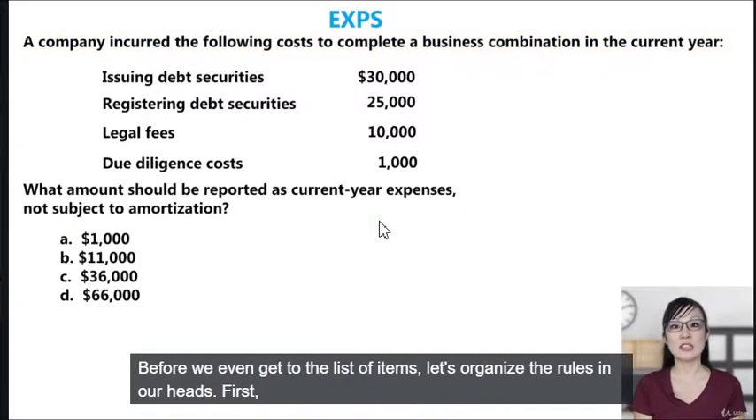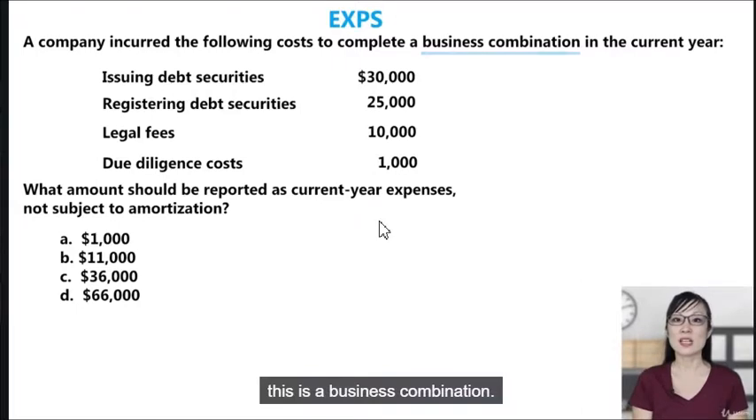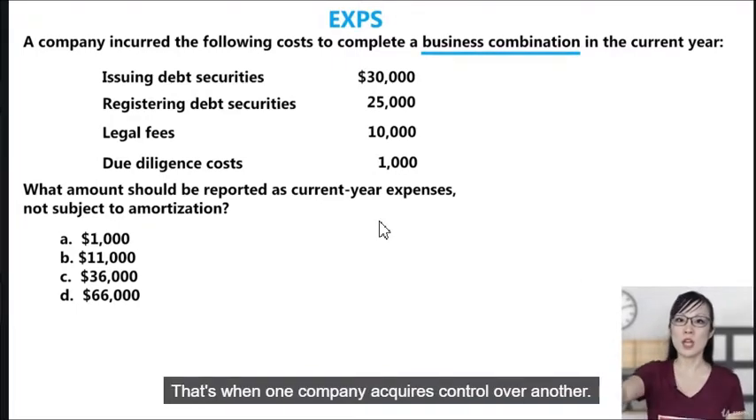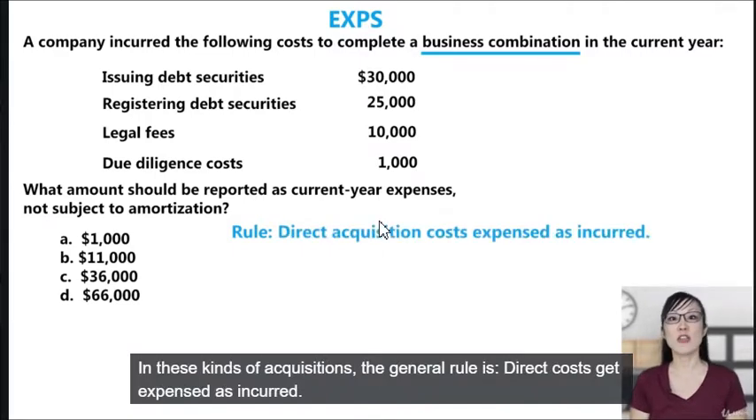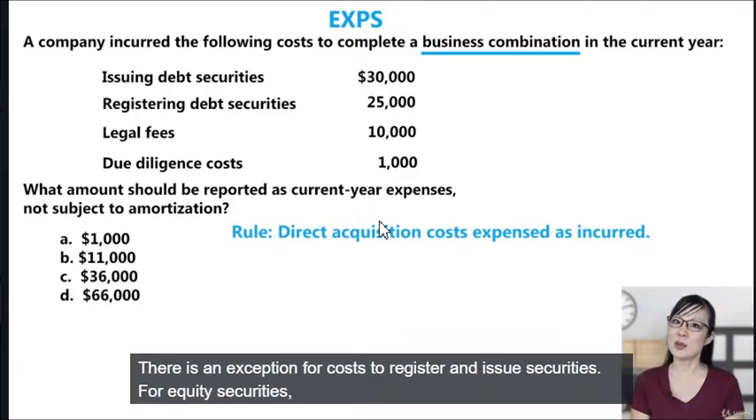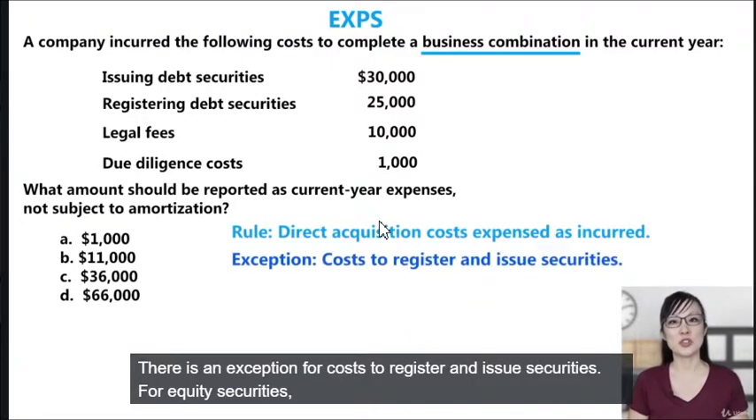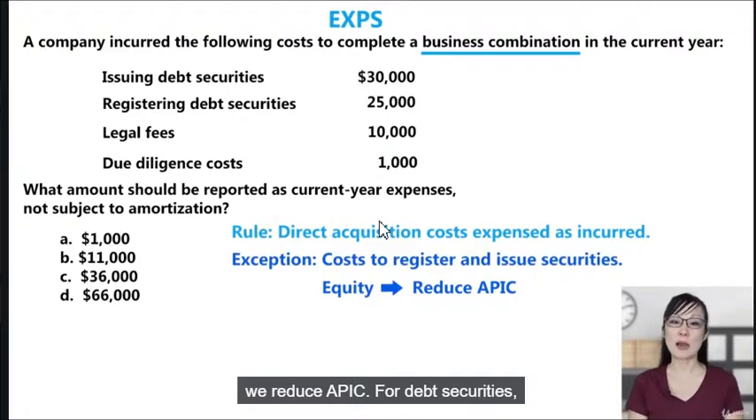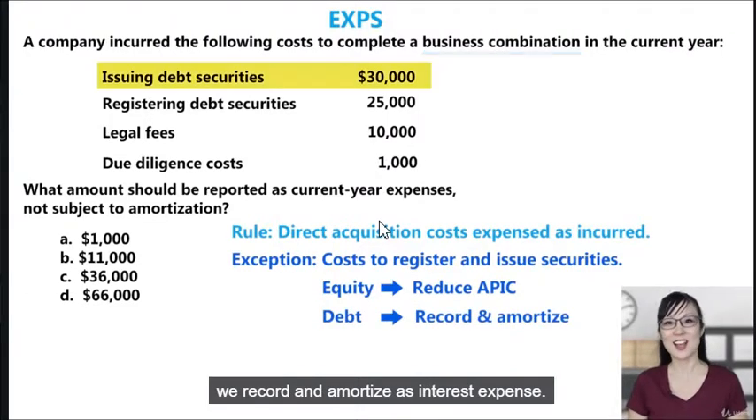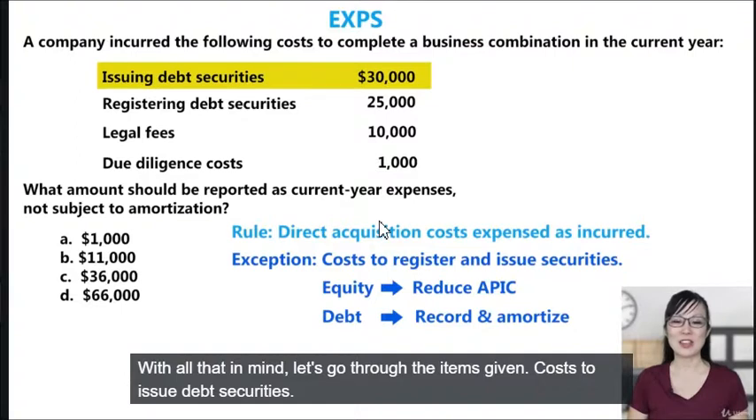Before we even get to the list of items, let's organize the rules in our heads. First, this is a business combination. That's when one company acquires control over another. In these kinds of acquisitions, the general rule is direct cost gets expensed as incurred. There's an exception for cost to register and issue securities. For equity securities, we reduce APIC. For debt securities, we record and amortize as interest expense. With all that in mind, let's go through the items given.